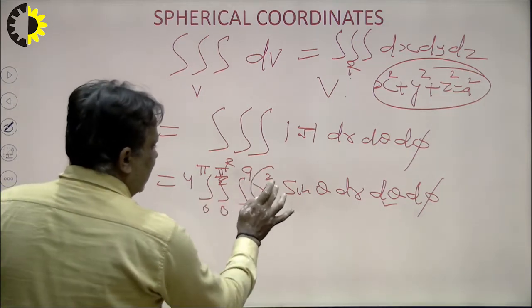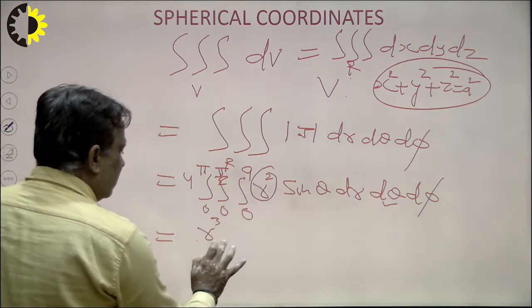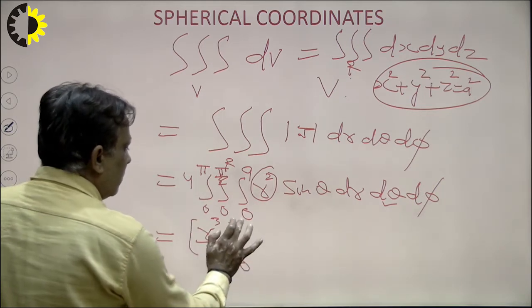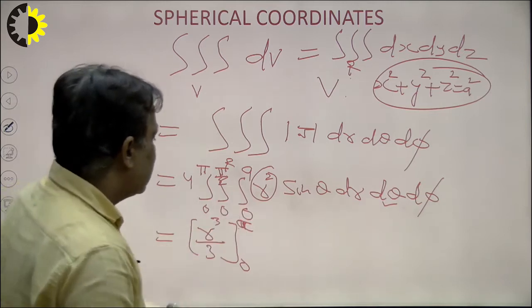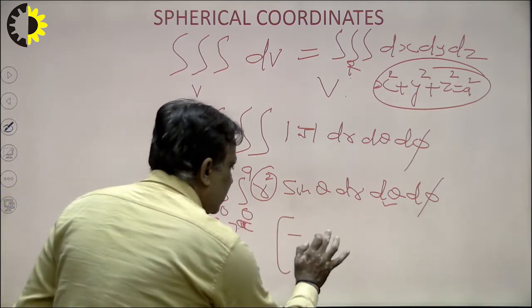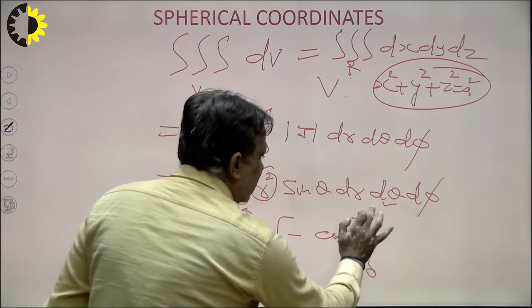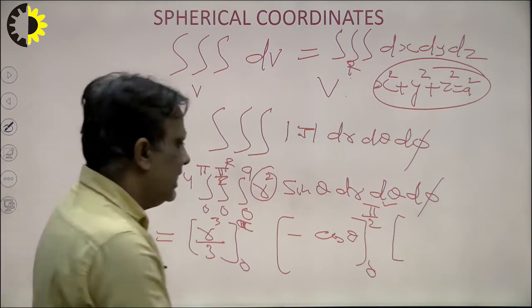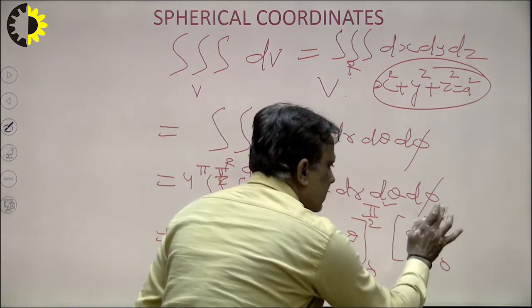So what is the integration of r? The integration of r will be r³/3 here, and the limit of this is 0 to a. Now the integration of sin θ is −cos θ, with limits 0 to π/2. Now the integration of dφ is φ, and the limit is 0 to π.